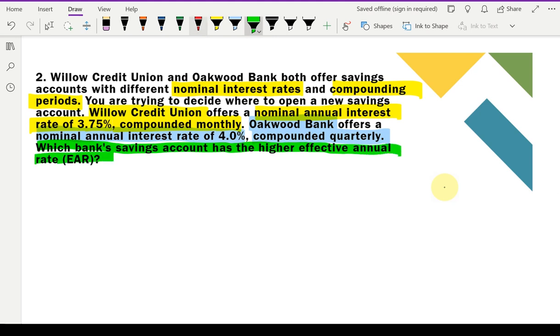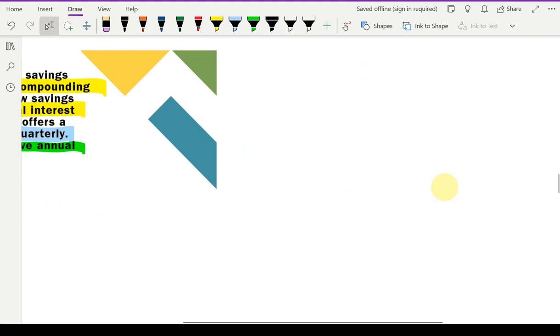Okay, so EAR of Oakwood Bank and EAR of Willow Credit. Okay, so what are my two? I'm just going to pull out the two pieces of information I need. So for Willow Credit, my nominal rate is equal to 3.75%, and I'm compounding monthly, which is 12.